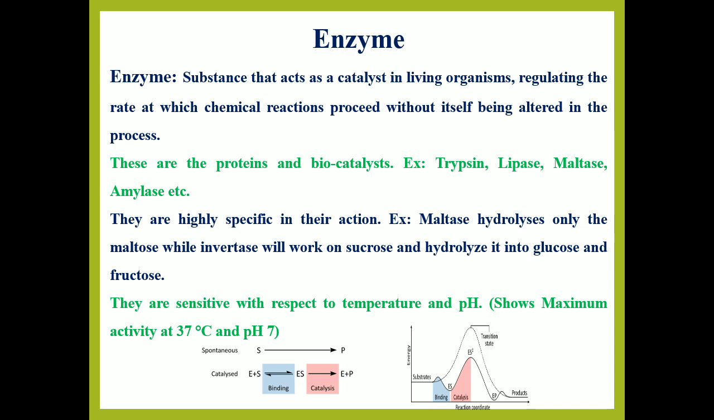In this diagram, we have shown that a substrate can convert into product without any catalyst, but it requires a high amount of activation energy. Once an enzyme acts as a catalyst, it lowers the activation energy and facilitates the reaction to convert the substrate into product.